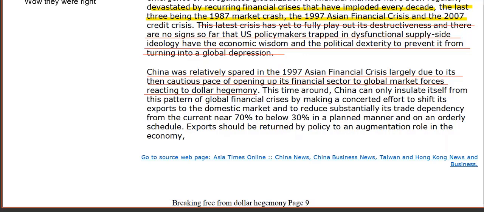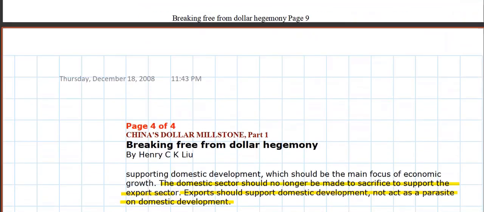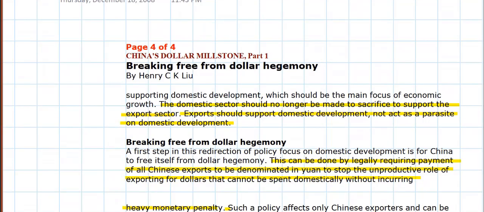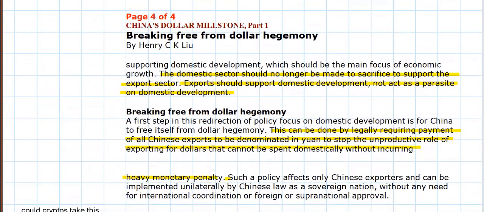In a planned manner and an orderly schedule, exports should be returned by policy into an augmentation role in the economy. Supporting domestic development should be the main focus of economic growth. The domestic sector should no longer be made to sacrifice to support the export sector. Exports should support domestic development and not be a parasite on domestic development.